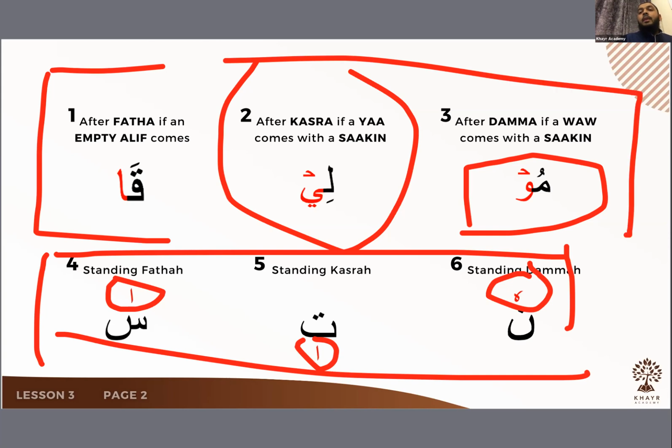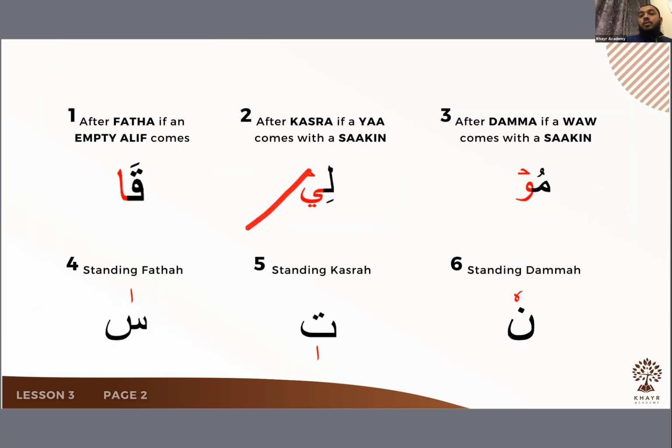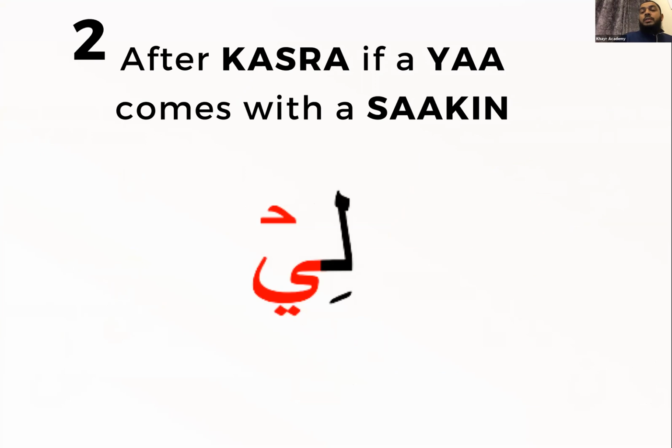Okay, remember, after fatha, it has to be an empty alif. After kasra, ya sakin. The easiest way to remember is kasra comes at the bottom. Let me just clean this. Look at this. The easiest way to remember this one is kasra comes at the bottom, and the dot of ya, they come at the bottom.